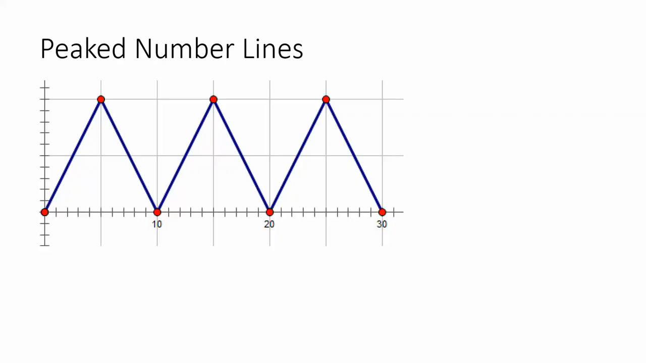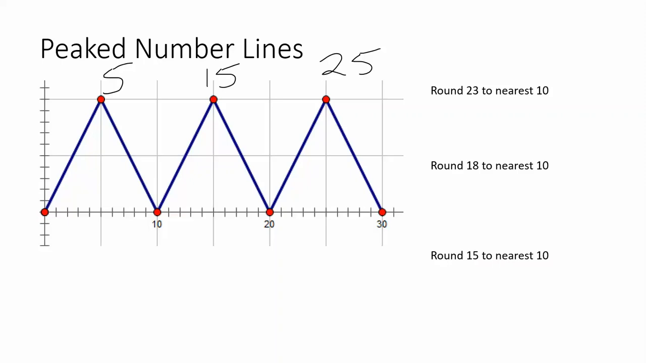For these peaked number lines, I put a peak at the midpoint. Between 0 and 10, 5 is in the middle. Between 10 and 20, 15 is in the middle. Now I can put the point I want to round on my number line. Let's look at some examples.